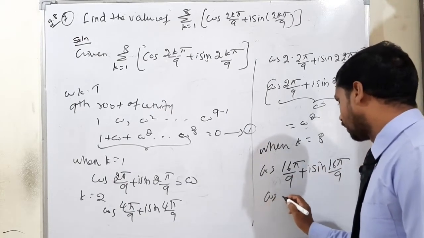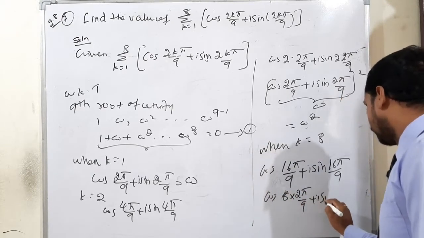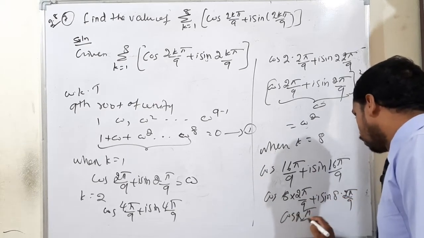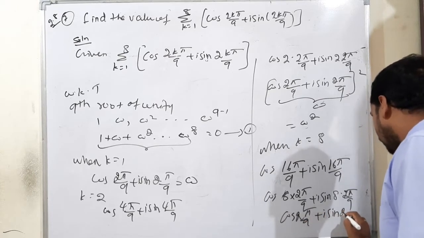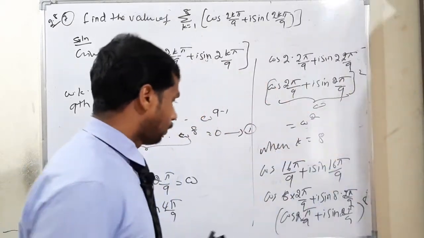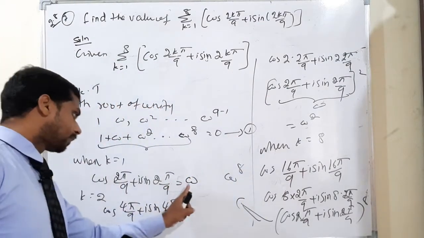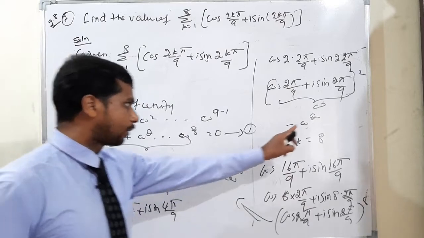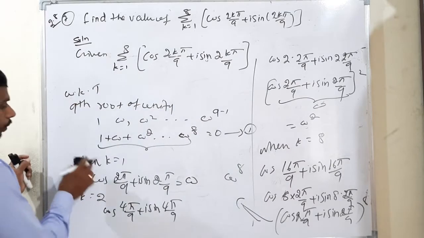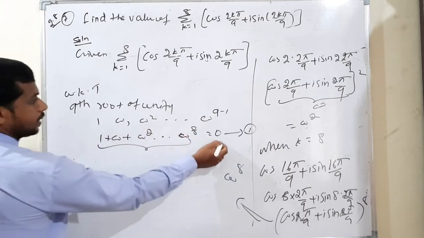How to split it, actually 16? 8 into 2 pi by 9 plus i sin 8 into 2 pi by 9. Therefore, (cos 2 pi by 9 plus i sin 2 pi by 9) the whole power of 8. So, when k is equal to 8, we can write omega power 8, isn't it? Therefore, when k is equal to 1 the answer will be omega, when k is equal to 2 the answer will be omega square, as well as the last step when k is equal to 8 the answer is omega power 8. Therefore, from equation number 1.